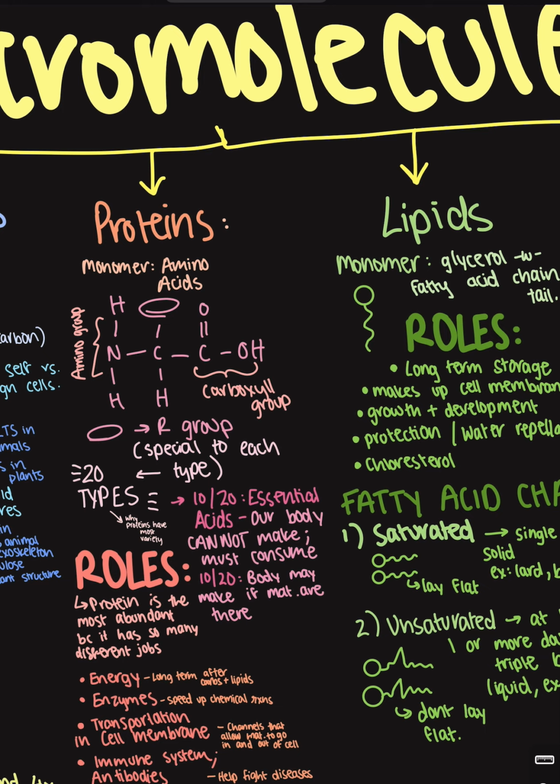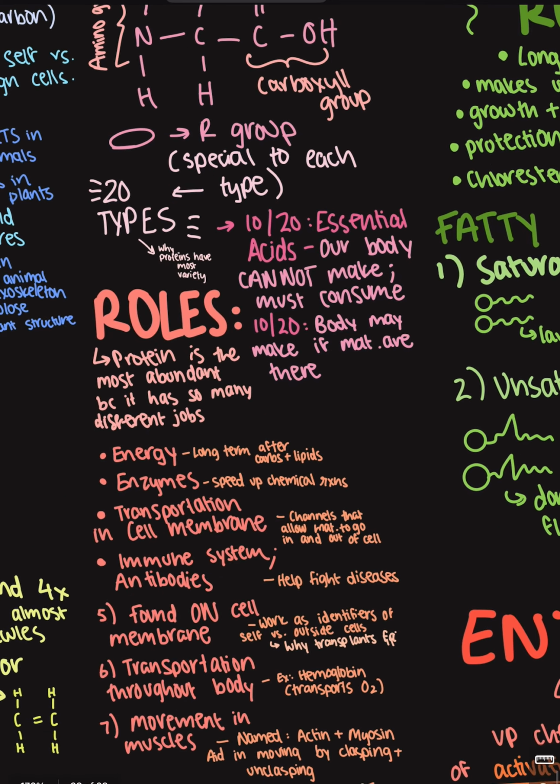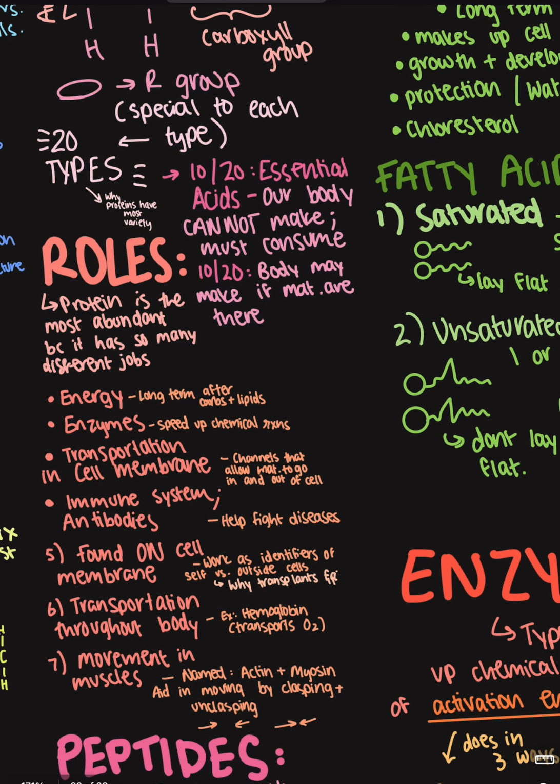Because proteins have 20 different types, proteins have the most variety out of all the macromolecules, and they're also the most abundant. The reason proteins are the most abundant is because they take on so many roles. Let's talk about the different roles. Proteins have 7 different roles. Number 1, protein can be used for long-term energy, but only after the body uses its carbs and lipids, then it will turn to proteins for energy.